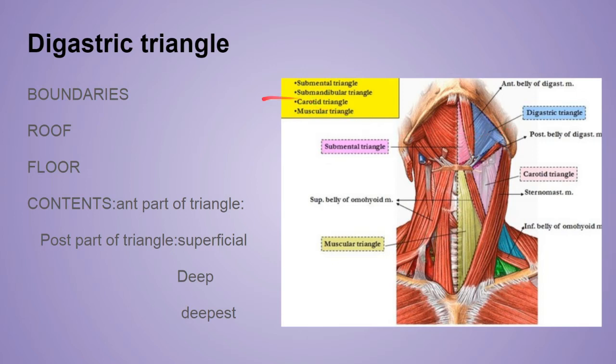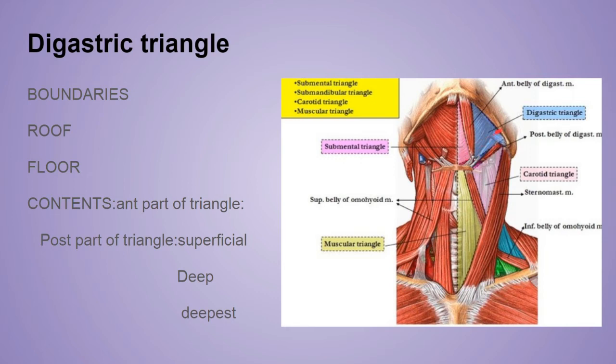Now very important, the boundaries. The boundaries of the digastric triangle are over here, as you can see: antero-inferiorly, postero-inferiorly and the superior, or the base. Now antero-inferiorly, as you can see over here, the anterior belly of the digastric.